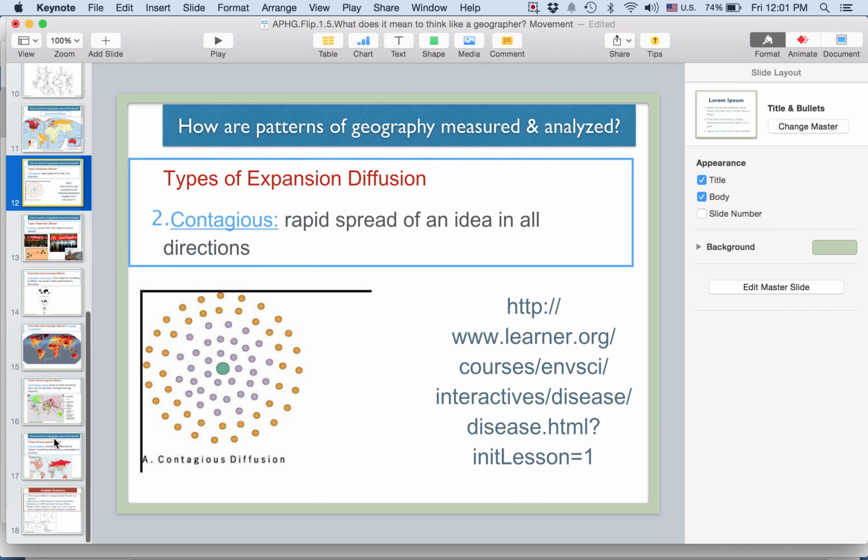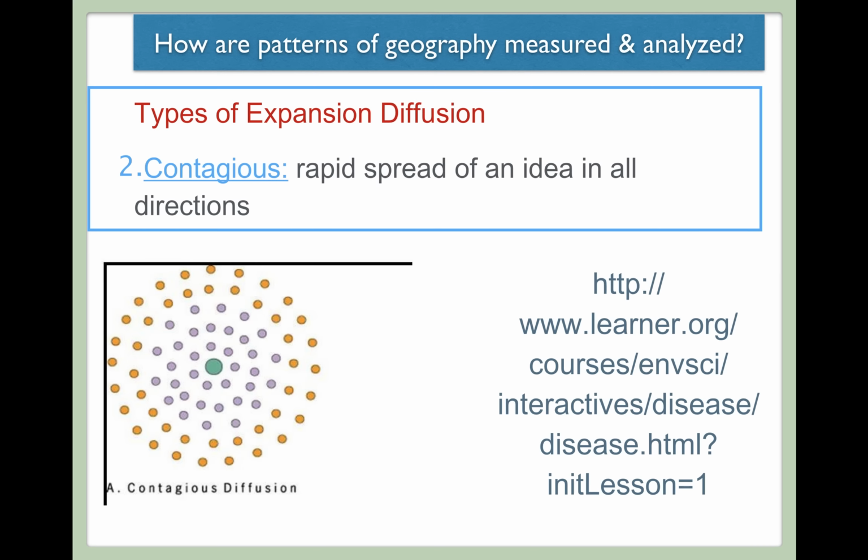Another type of expansion diffusion, this one's pretty logical, would be contagious diffusion. So rapid spread of an idea in all directions, right? The obvious example of that would, of course, be diseases, right?